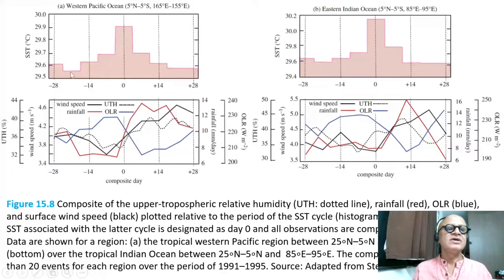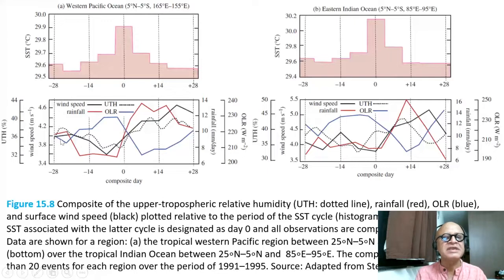pentads after, you see this buildup of sea surface temperatures in the far western Pacific Ocean and the western or central Indian Ocean, and you can see the similarity in the two figures, almost the same, and you see processes are almost the same as well. We are looking at the upper tropospheric humidity and wind speeds and OLR, rainfall, etc. And you can follow slowly here.